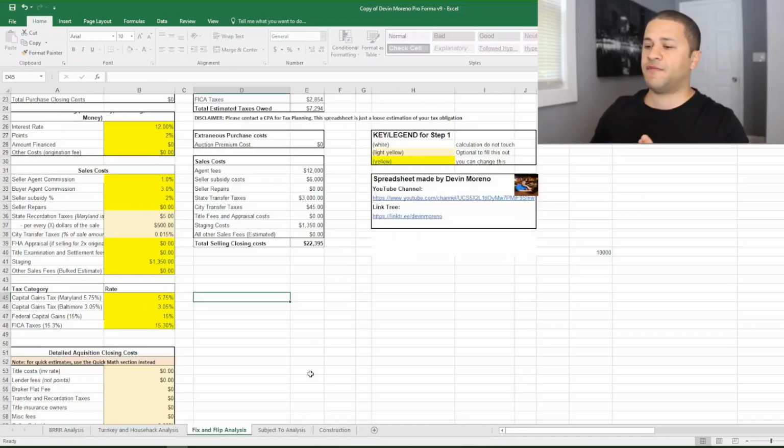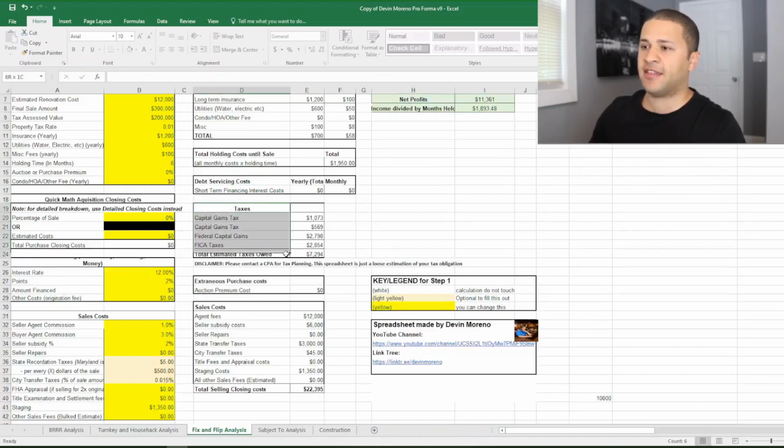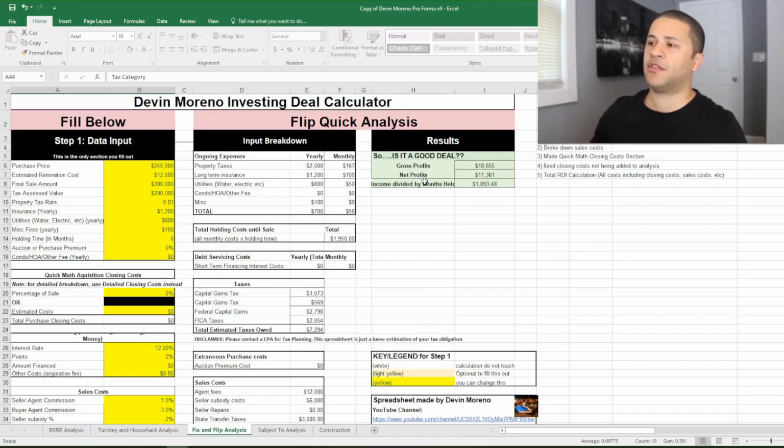So you'll notice the fix and flip, it'll have different metrics. So gross profit. Net profit is calculated after taxes. Okay, so it's calculating the taxes here. That's something you really care about if you're flipping the home, because what you keep is what's important. And income divided by months helped. So that's like if you quit your job, how much would you have made that month from that one property? You can see why 20,000 is my absolute minimum for gross profit, because after that, it's like, dude, I don't even care about this anymore.